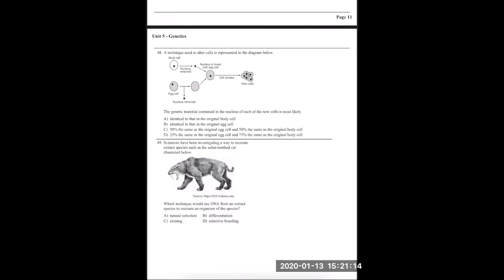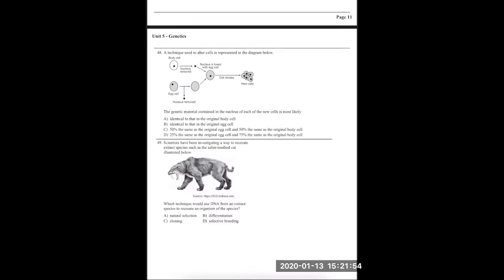49. Scientists have been investigating a way to recreate extinct species such as the saber-toothed cat, illustrated below. I don't know why, but anyway, moving on. Which technique would use DNA from an extinct species to recreate an organism of the species? I say I don't know why because I have a cat who is already causing damage to my hands and arms when he tries to play with me. So I don't need a saber-toothed cat roaming around.